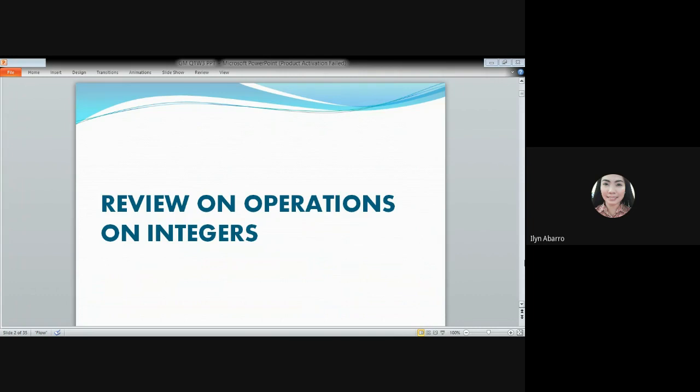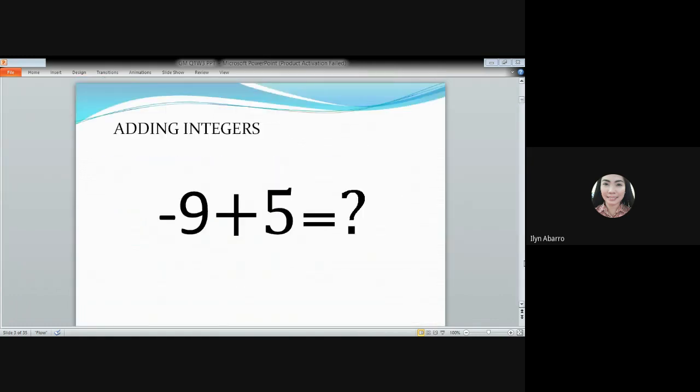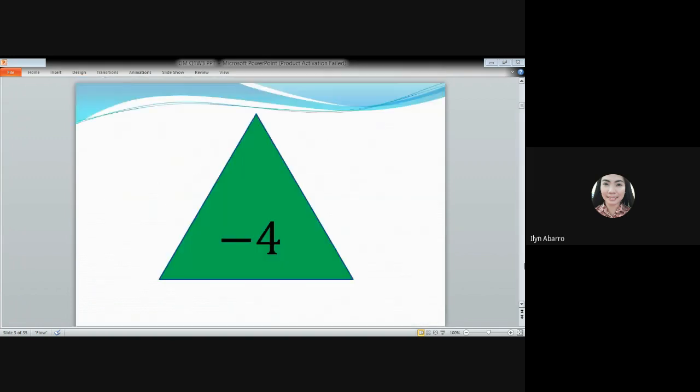Okay, first, let us have a review on operations on integers. Okay, so the first one, how to add integers or adding integers. Okay, for example, I have here negative 9 plus 5 is equal to what? Okay, you answer it yourself. Then we'll see if your answer is correct. So negative 9 plus 5 is equal to negative 4. Why negative 4?